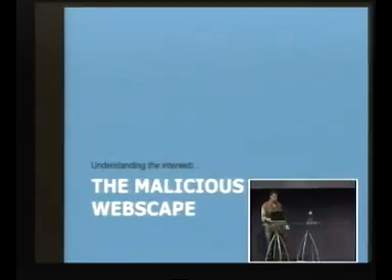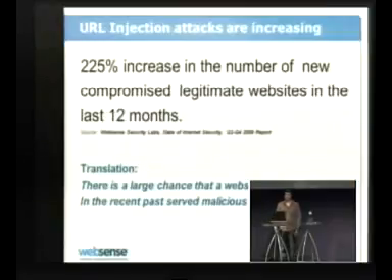So to understand how this tool is useful, we're just going to quickly go through what the web landscape, in terms of the maliciousness of it, looks like right now. From 2009 to about this year, we've seen about a 225% increase in the number of new compromised legitimate websites. These are sites, I think I have a few examples here that you might have actually gone to, but within the last year, they've been compromised.